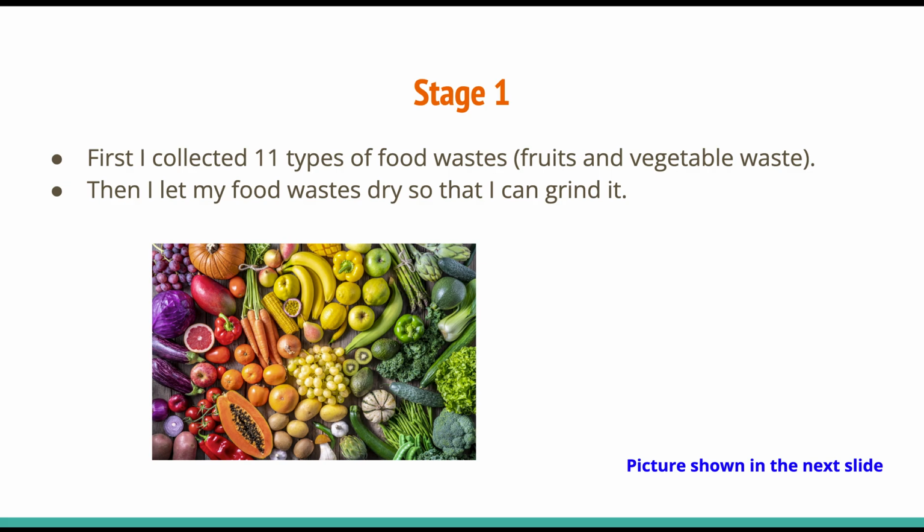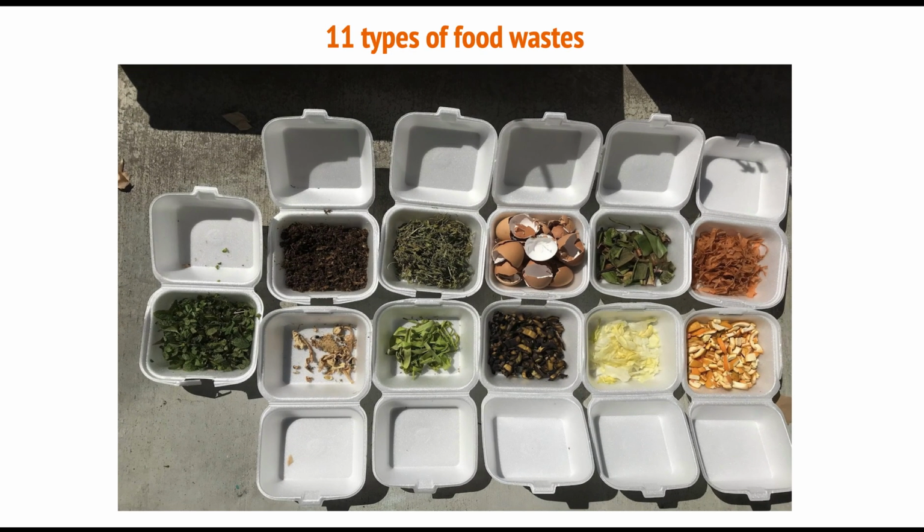Procedure. Stage 1. First, I collected 11 types of food wastes, fruits and vegetable waste. Then I let my food wastes dry so that I can grind it. The 11 types of food wastes are these.